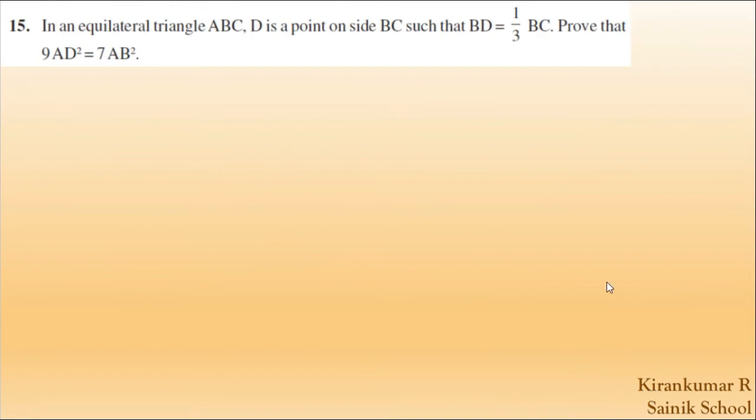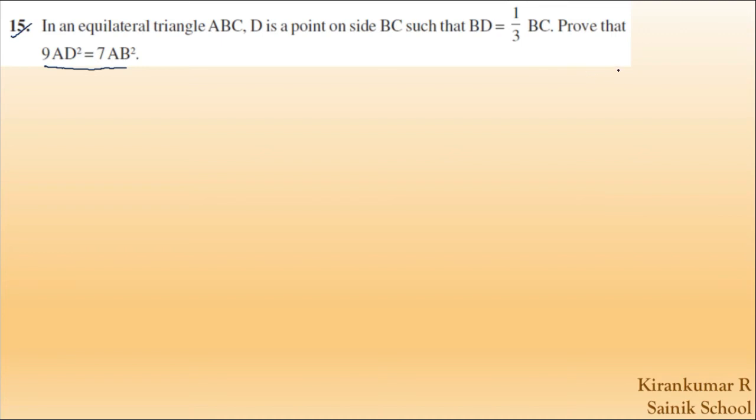Question number 15. In an equilateral triangle ABC, D is a point on side BC such that BD is equal to 1/3 of BC. Prove that 9 times of AD square equal to 7 times of AB square. This question is considered to be very important. So many times it has come in the examination.